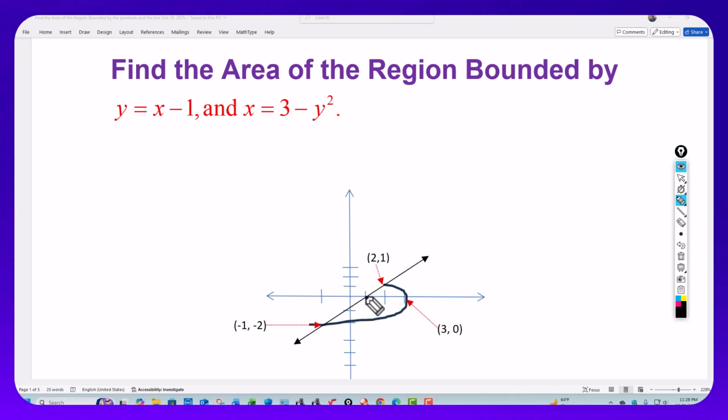Then the line, we can plot the point. With y equals 0, I get the point (1, 0). With x equals 0, I get (0, negative 1). That's this point here. Draw the line.